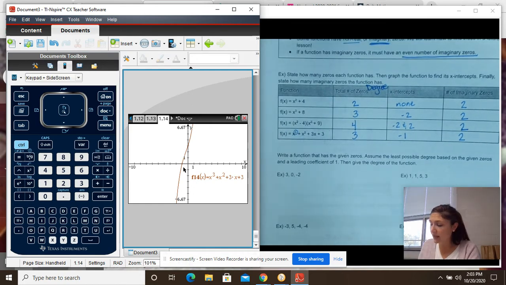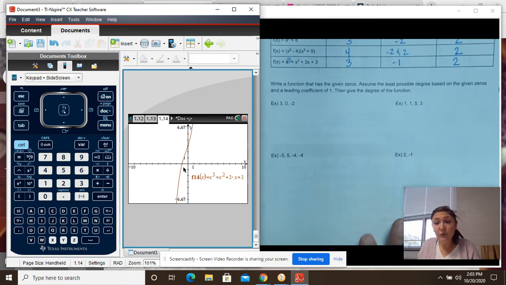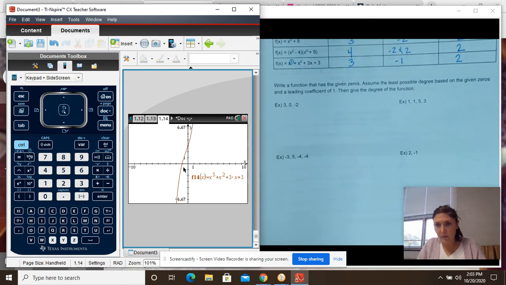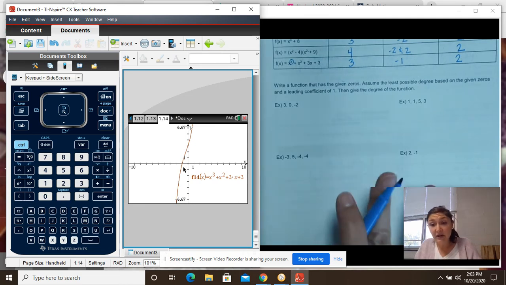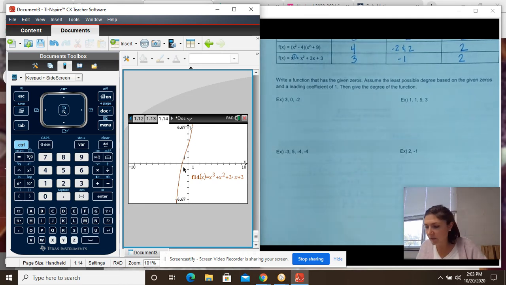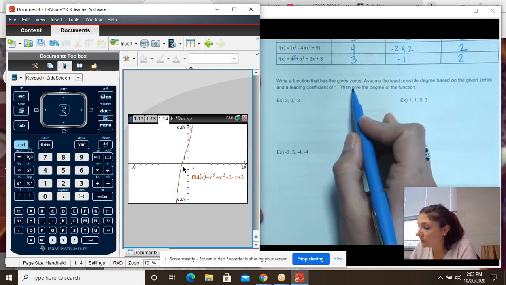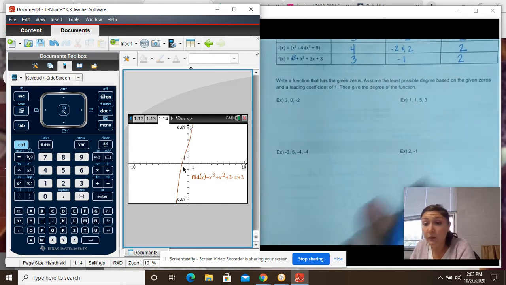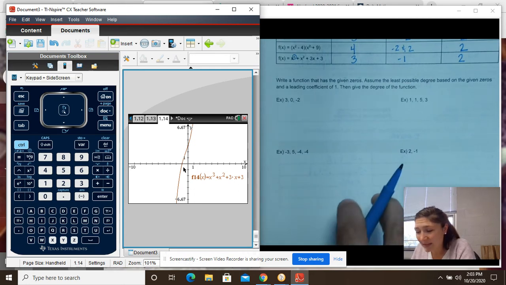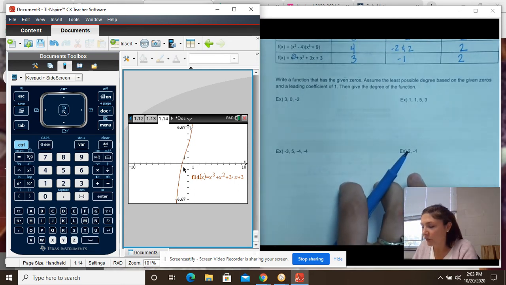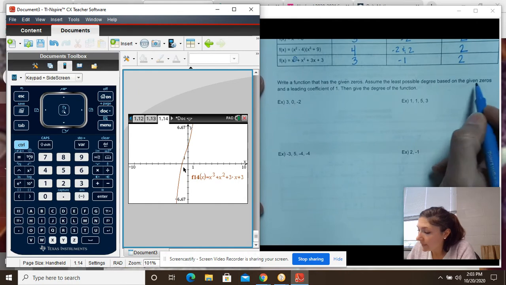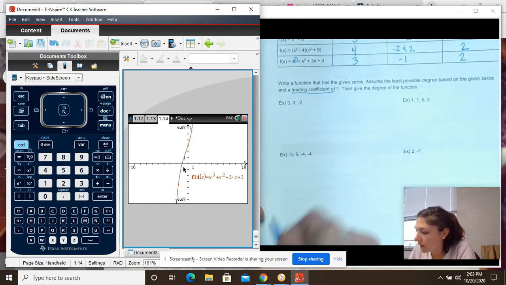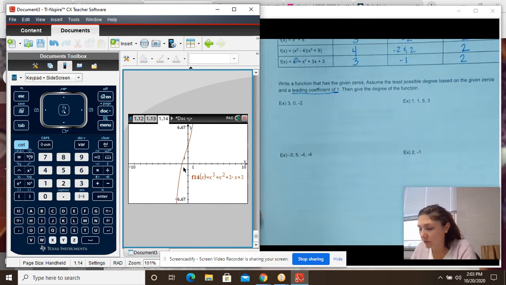The last thing I want to take a look at for today is kind of a throwback to something we did in our first unit. If I knew the x-intercepts for my function in our first unit, we could write a function in factored form based on those x-intercepts. Here, we can do the same thing with our zeros. So write a function that has the given zeros, assume the least possible degree. So we won't add any multiplicities unless we have a reason to think that I have multiples in my problem. And a leading coefficient of 1, okay? Then give the degree of the function.